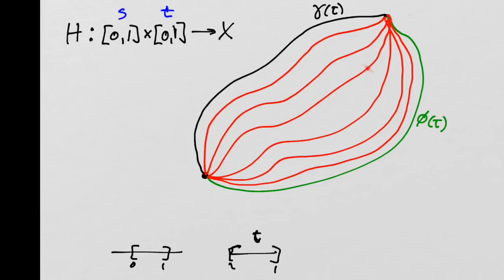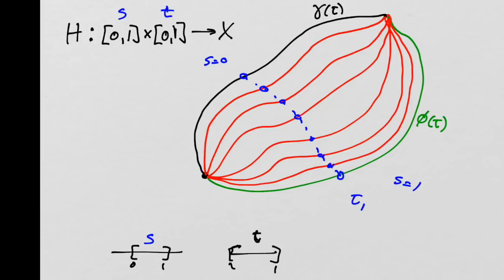And any intermediate value of S defines some curve in between. So the S selection sort of moves this way along the curves. So you can imagine if I pick a value of t, say t1, and fix it, then S equals 0 will define this point, and S equals 1 will define that point, and any S in the intermediate stage will define these various points along these various curves.